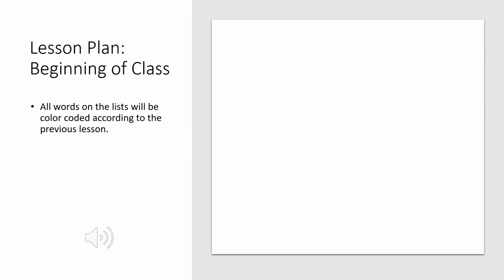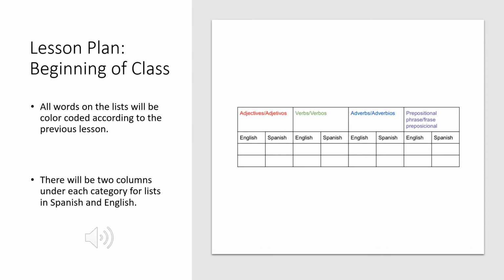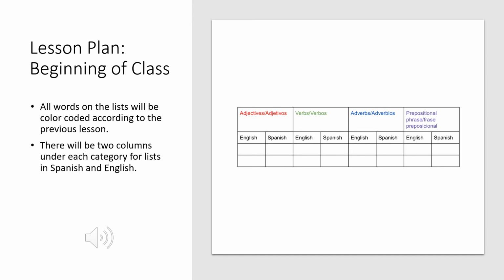All the words on the list will be color-coded according to the previous lesson. Red for adjectives, green for verbs, blue for adverbs, and purple for prepositional phrases. And there will be 2 columns under each category for lists in Spanish and English.